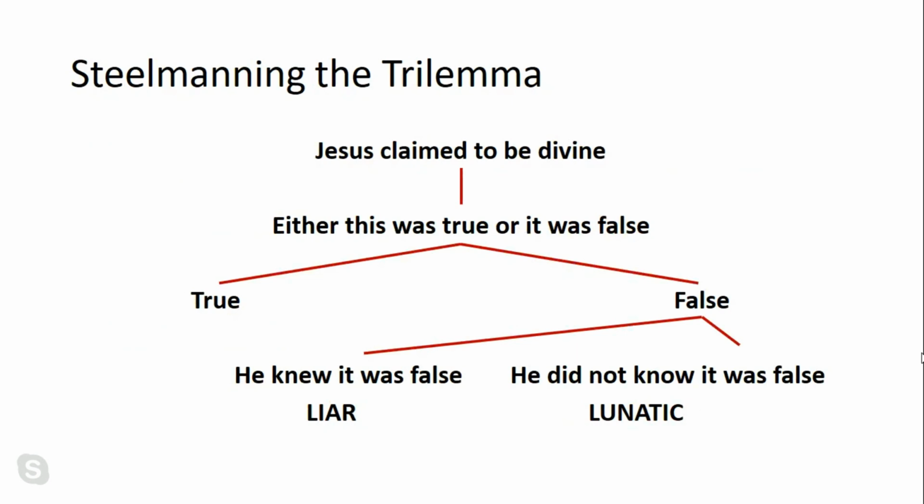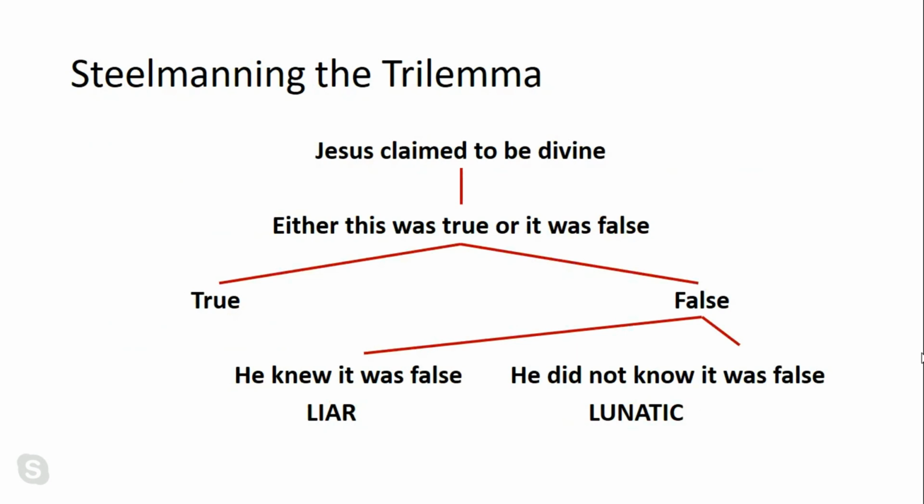If it was false and he knew it, then he was a liar. That's what that part of the trilemma means. If it was false and he did not know that it was false, then he was crazy. He thought that he was divine, and that's about as ridiculous a claim as a mortal man can make. That's really way out there. But if neither of those is the case, then the claim was true. Because if it was false, either he knew it or he didn't.